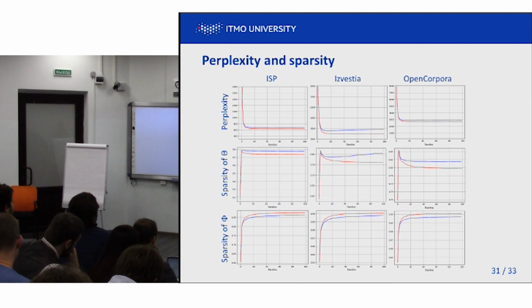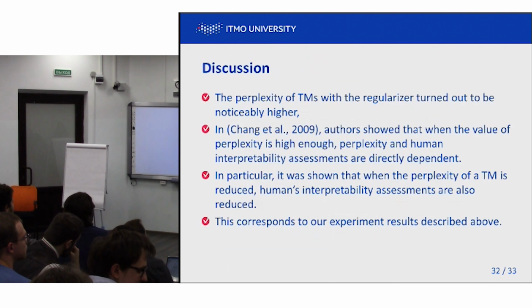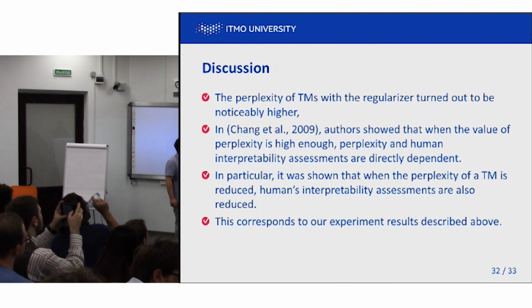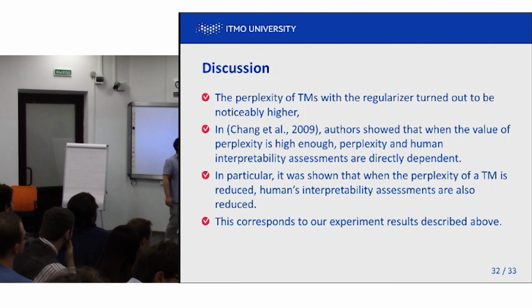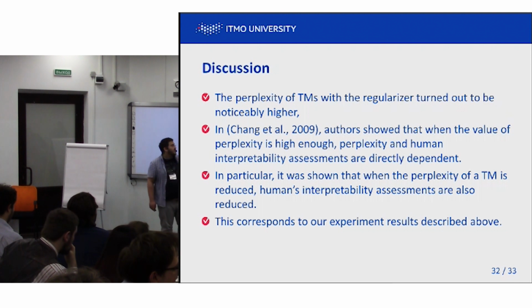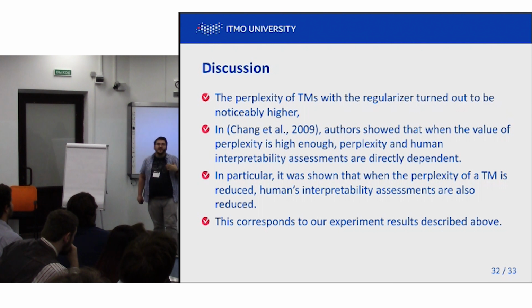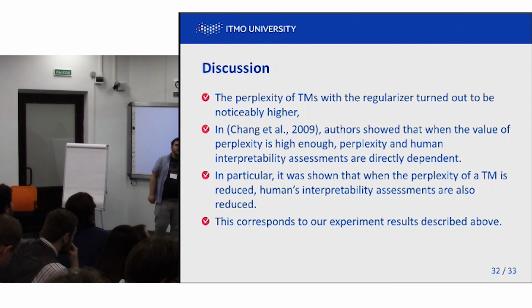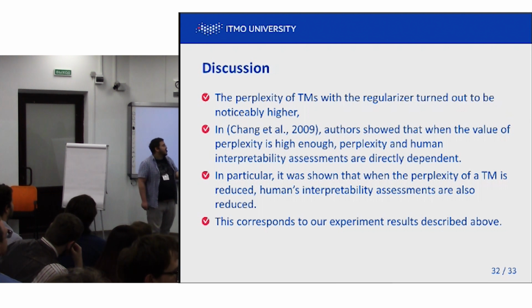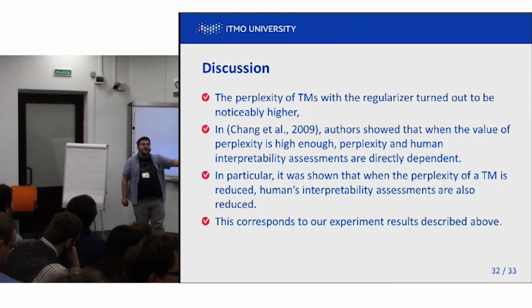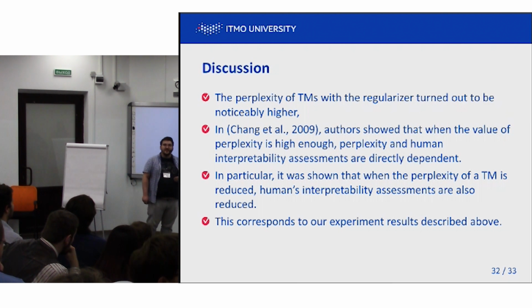As for perplexity, we can see that we have a higher perplexity than the original model. So it may look bad. However, in one of the first papers, it was shown that when the value of perplexity is low enough, perplexity and human interpretability assessments are directly correlated. So when we want to increase interpretability, perplexity will fail. This obviously corresponds to what I have presented.